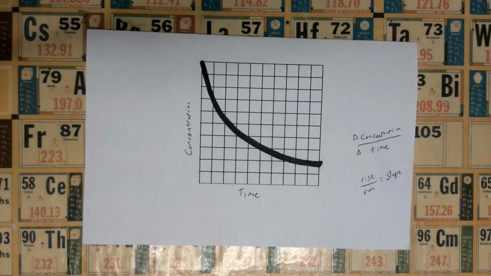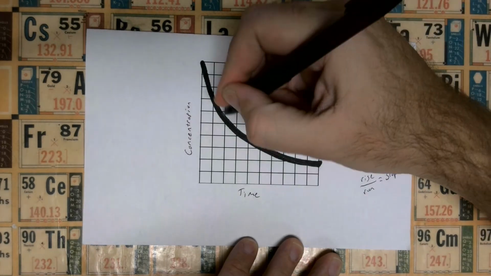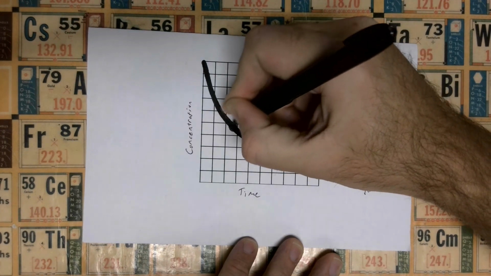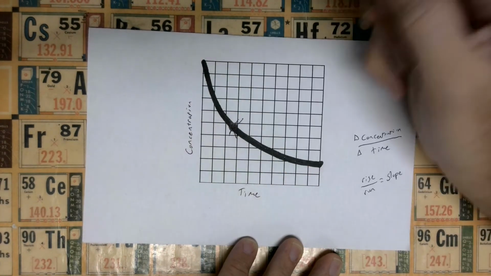Now, the problem is that this is a curved line, right? So the slope of a curved line is not constant, and so we have to do a little bit of trig to figure it out. If you have a curved line, we can find the slope at any given point using a tangent line. We can find the slope of a tangent line. So if I want to know, for instance, what's the slope right there at that point? So at this point, what is the slope?